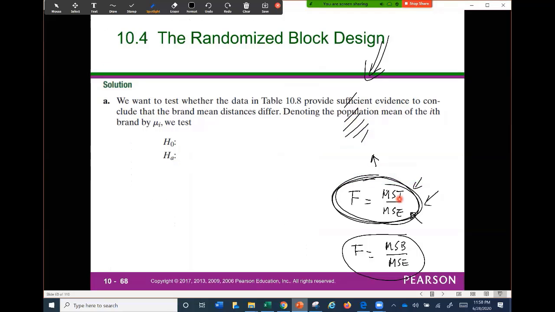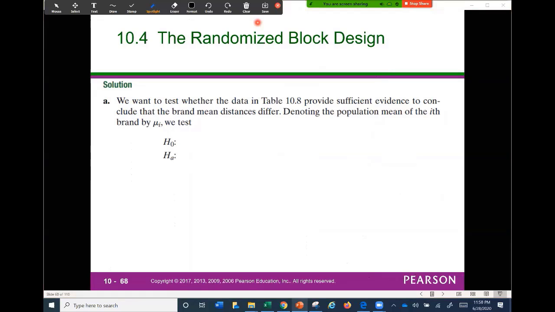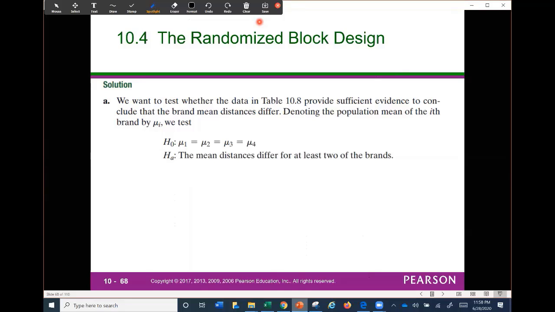Then let's write step by step all of this reasoning. First, we want to test whether the data in table 10.8 provides sufficient evidence to conclude that brand mean distances differ. Denoting the population mean of each brand by mu, the null hypothesis is always no difference, no change. Then all means for all brands are equal. Then the alternative is the opposite, the negation of this. Then at least one is different from the others, or at least 2 of them are different. That is the null and the alternative.